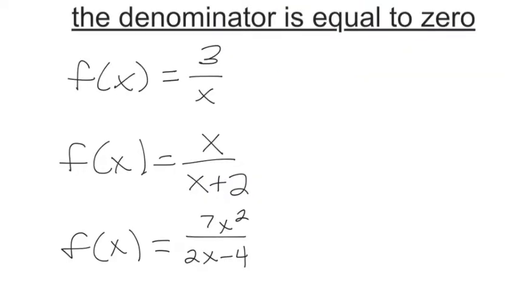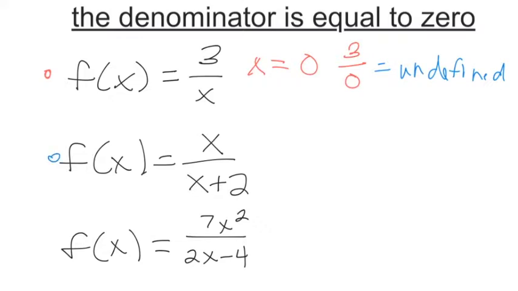First and most importantly, we need to remember that a fraction is undefined when the denominator is equal to 0. So for example, in this first function here, if we were to substitute x is equal to 0, what we were trying to do is take the number 3 and divide it by 0. And of course, we all know that that is undefined. We can't take the number 3 and split it into 0 groups.